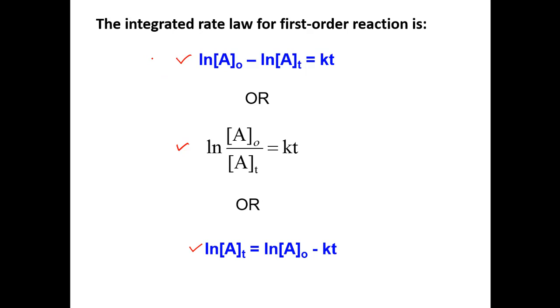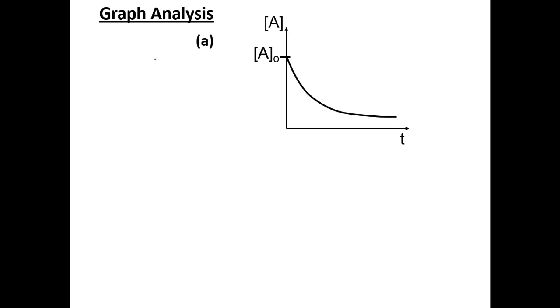Okay, so you just know one equation is enough. Then you can susun semula dan dapat yang lain kalau perlulah. Okay, so for first order tu, dia punya integrated rate law adalah ln A0 minus ln AT is equals to KT. Okay, next kita tengok graph. Apa graph yang kita boleh ada untuk first order? Okay, kalau concentration against time untuk first order, you akan dapat curve macam ni. You akan dapat curve macam ni for first order reaction.